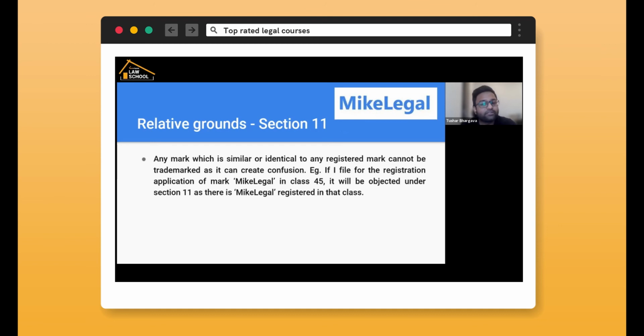Then there is another, the Section 11 objection, where the department feels that the mark can be confused with some other existing trademark, and then they raise the Section 11 objection. This is where your public search helps. When you're doing the public search, you can check and identify if there is any existing mark with which the department or any person in general can be confused. Doing an effective public search helps you avoid these kinds of objections.